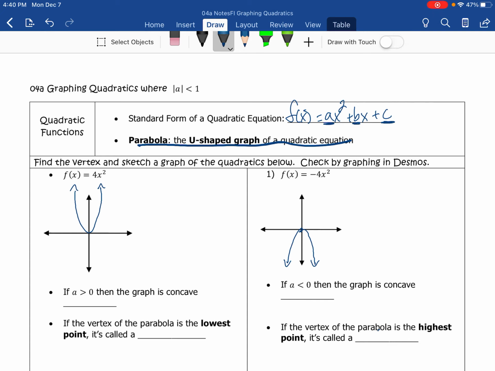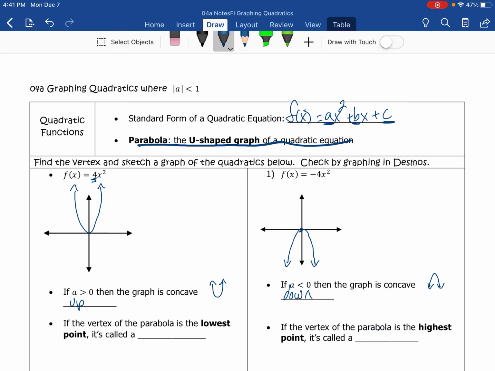And there's this one. And so all I wanted to talk about is this general rule. So if a is greater than 0, so do you see that this is a positive 4, then the graph is concave up, which means that it looks like this. If a is less than 0, then your graph is going to be concave down. And I'm sure that you learned this in Algebra 1.